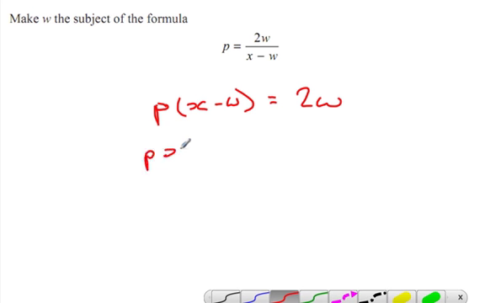So px minus pw. Good thing it's not pu. Oh dear.